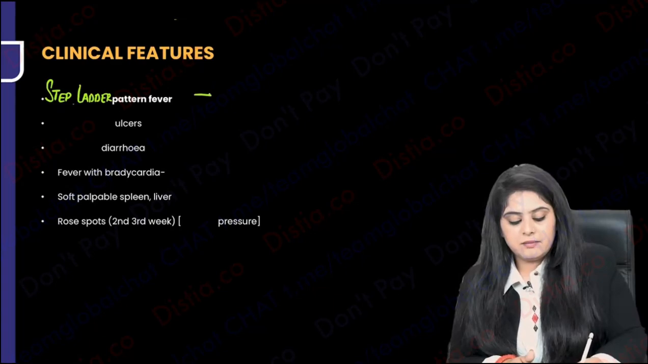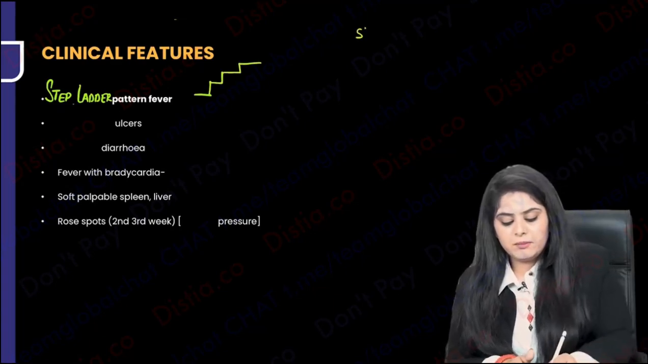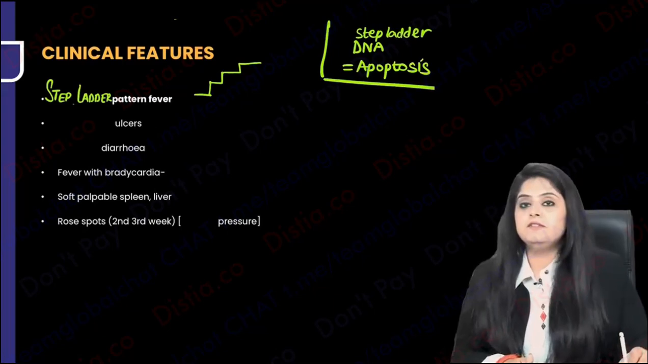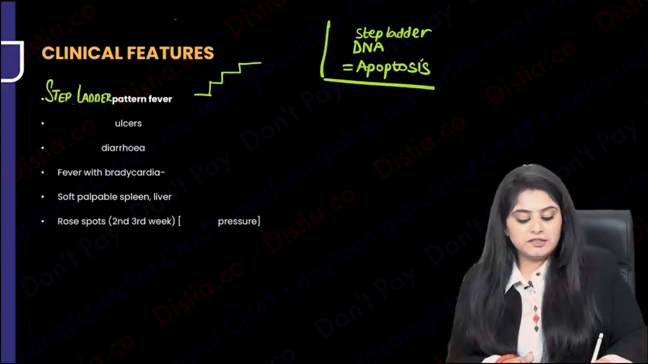So there is a step ladder pattern fever. I hope you remember in pathology, where did you see step ladder electrophoresis, step ladder DNA pattern? That was seen in apoptosis. So this is the step ladder apoptosis pattern. This is step ladder fever of typhoid. What ulcers in the GIT?